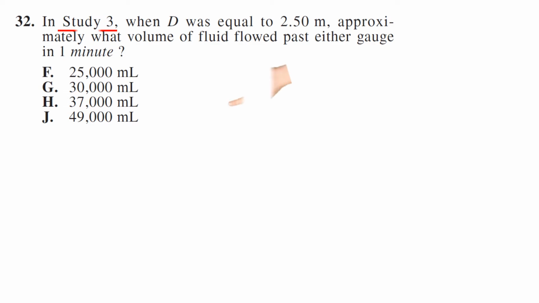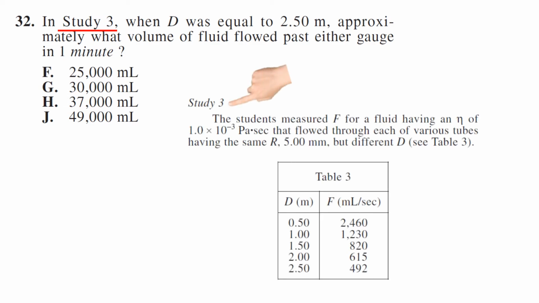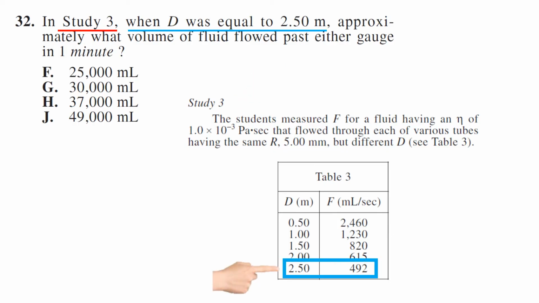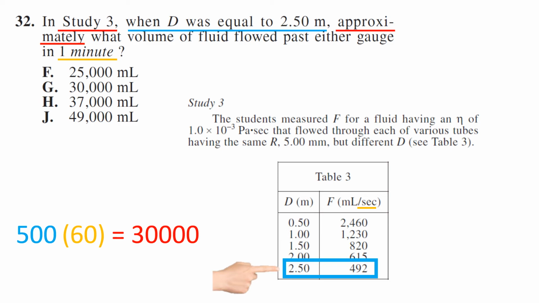Question 32. In study 3, put your finger on study 3. When D was equal to 2.5, I guess that's meters, 2.5 meters, so put your finger on that. Approximately what volume of fluid flowed past either gauge in 1 minute? So our readings are given in seconds, so we have to convert this to minutes, and it's approximate. So we're going to say 492 is approximately 500 because we look at our answers, they're all in the thousands. So 500 times 60 seconds, and that's going to give us about 30,000, so choice G.